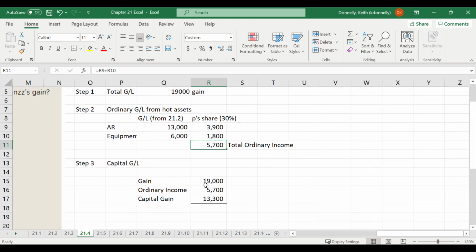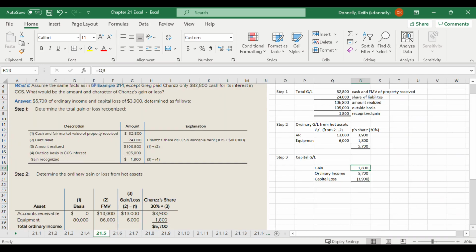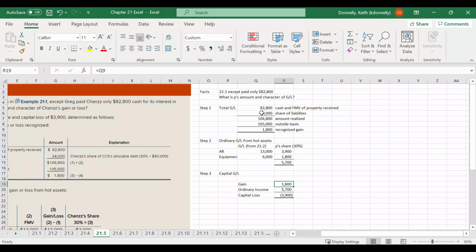So in short here, right, you sold it, you had a $19,000 gain, but of that amount, we're going to characterize $5,700 as ordinary income because it represents your share of hot assets, and the remainder is going to be a capital gain. Over here, this is showing the same thing, except it's saying, hey, you had an $1,800 gain, and you had $5,700 of your share of the ordinary income. The result there would put you at a capital loss on the sale of your partnership interest.